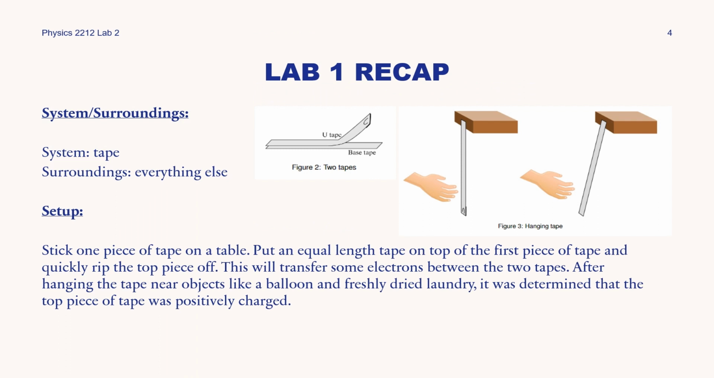So, to recap from Lab 1, our system is the tape, and the surroundings is everything else. We got a piece of tape and gave it a charge, and after hanging the tape by objects like a balloon, my laundry, and my hand, it was determined that the tape was positively charged.